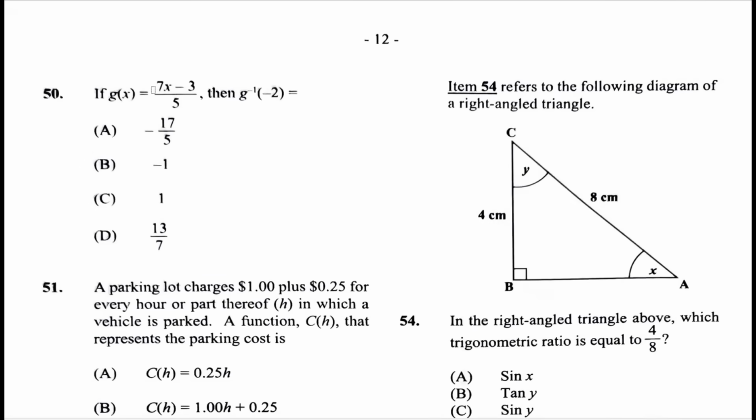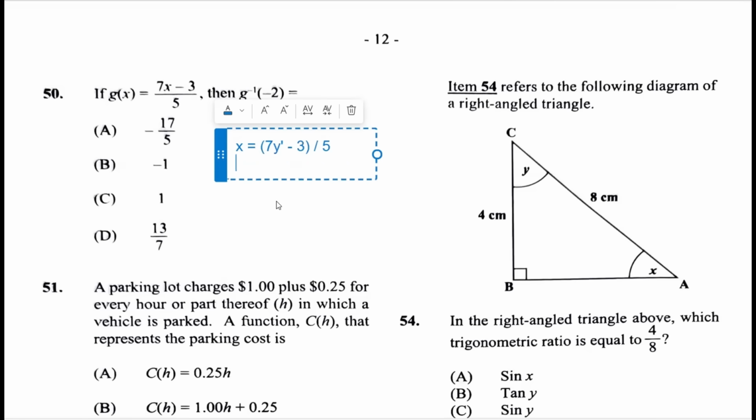Number 50. g of x is (7x minus 3) over 5. What's g inverse of -2? Well, I have to find g inverse of x. That's when you let g of x, which is y, make it now x, and switch them. So x would be (7y minus 3) over 5, and we make y the subject.